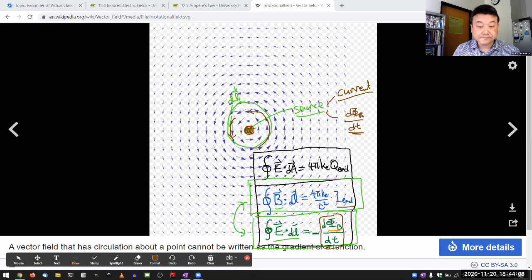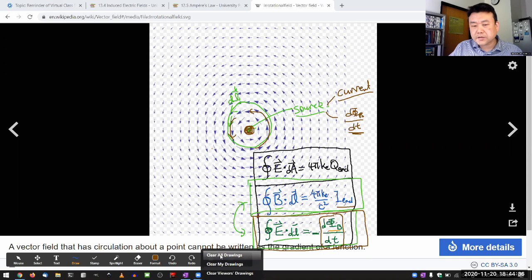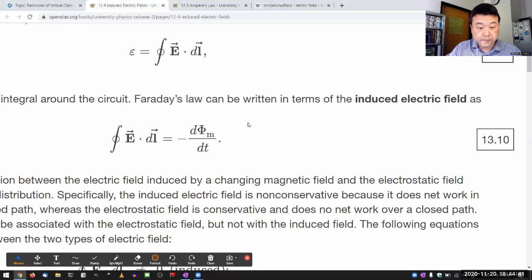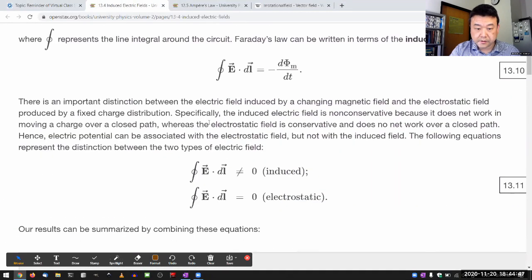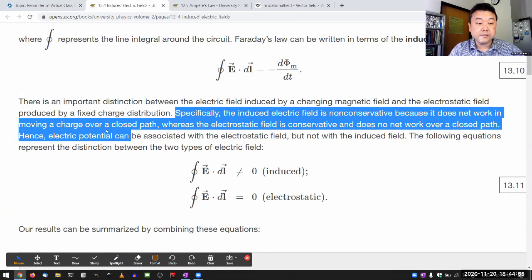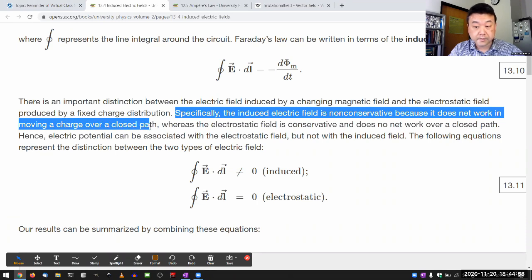And so I want you to draw that comparison, and that there's a great deal of intuition you can gain about the induced electric field by thinking of it as being somehow a bit similar to magnetic field. And that way of looking at it justifies some of the things that they say in section 13.4, induced electric field. They say this, specifically: the induced electric field is non-conservative because it does net work in moving a charge over a closed path.